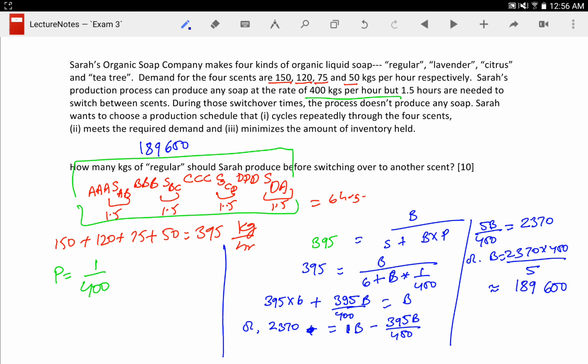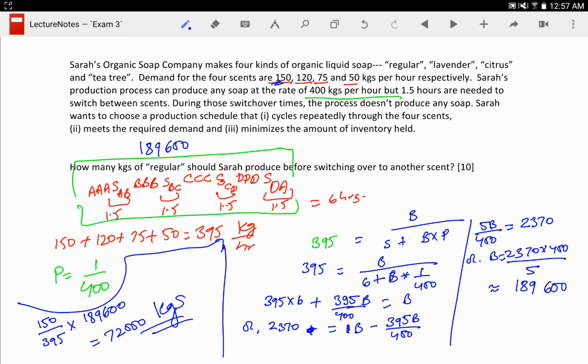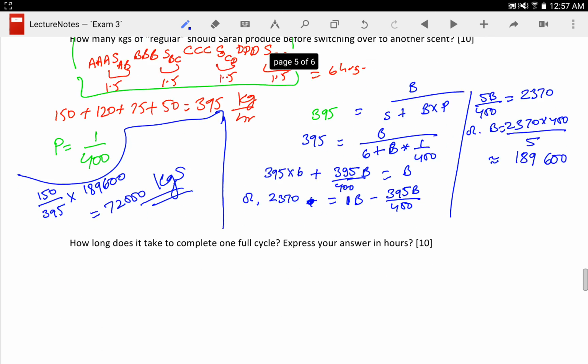Okay. Now if she is producing 189,600, what is the size of the regular? Regular is the one that was 150. So out of 395, 150 was regular. So out of 189,600, it is about 72,000. Right? 72,000 kilograms of regular before switching to another scent.